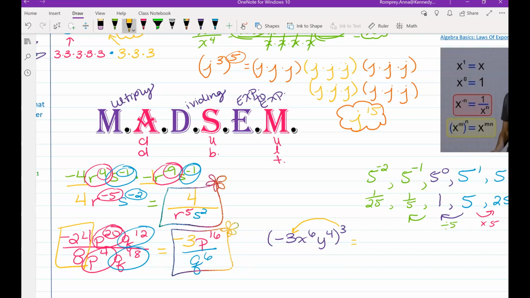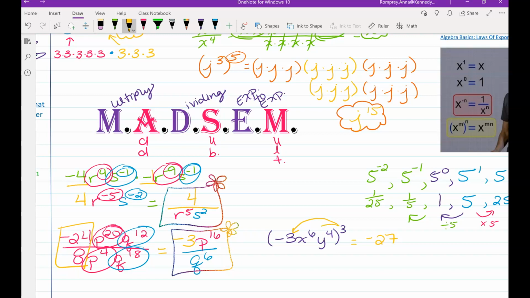Nope, sorry, negative 3 cubed. So negative 3 times negative 3, positive 9, times a negative 3 gives me negative 27. I really did not want to forget that negative sign. So negative 3 times negative 3, positive 9 times negative 3, negative 27.